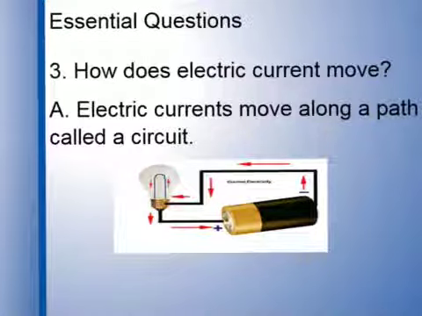Number 3, how does electric current move? Electric currents move along a path called a circuit. If you'll recall our vocabulary words, we have parallel and series type circuits, and we're going to discuss both of those.